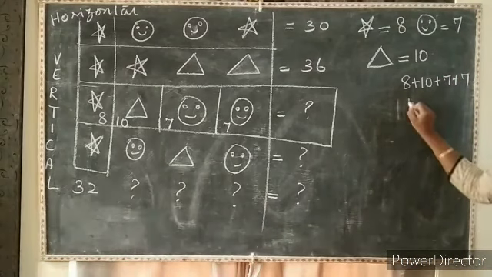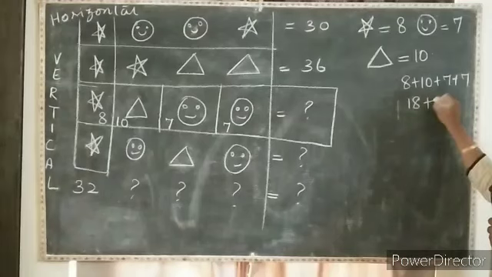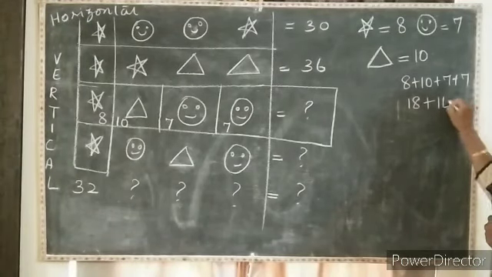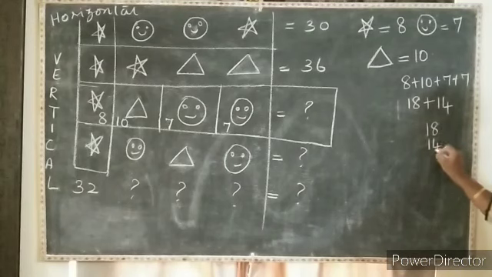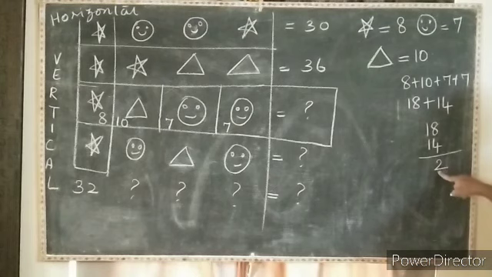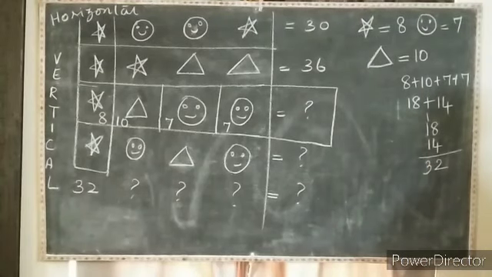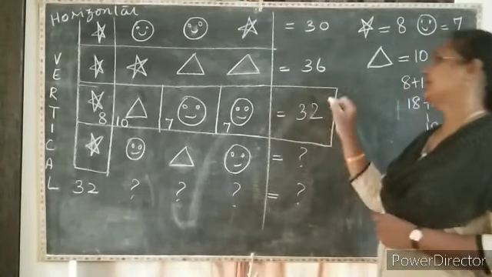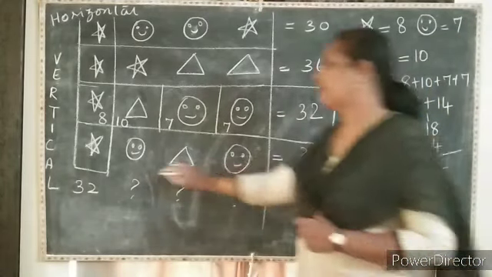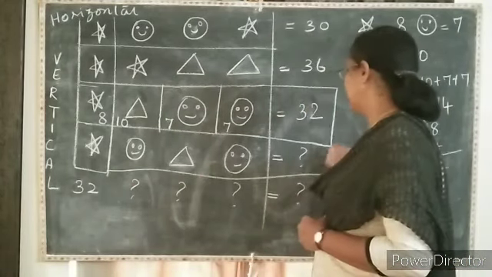Now 8 plus 10 is how much? 18. Plus 7 plus 7 is how much? 14. Now I am going to add 18 plus 14. Now 8 plus 4 is how much? 12. So I have written 2. The one reminder is written here. Now 1 plus 1 plus 1 is how much? 3. So the answer is, what will be the answer here? 32. Yes or no?